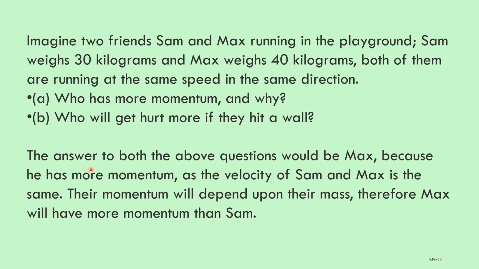For both questions, the answer will be Max, because Max's weight is 40 kilograms and Sam's weight is 30 kilograms. Already you know momentum is directly proportional to mass. As the mass increases, momentum increases. Therefore, Max has more momentum compared to Sam. As the velocity of Sam and Max is the same, their momentum will depend upon their masses. Therefore, Max will have more momentum than Sam.